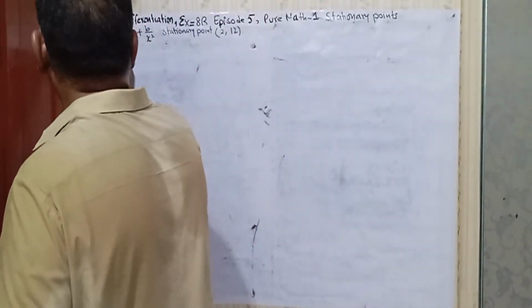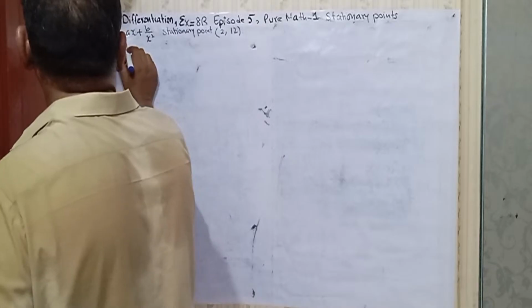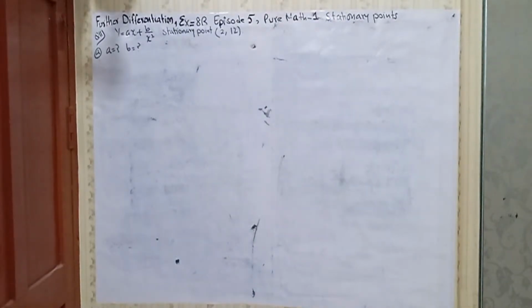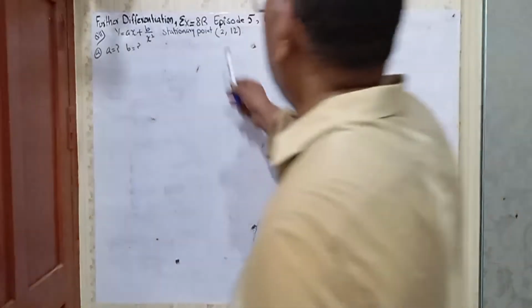The a part is, what is the value of a, and what is the value of b. Let me read it carefully again, because it's possible that we might make a mistake. The curve y equals (ax plus b) divided by x squared has a stationary point at (2, 12). First, find the values of a and b. The method is the same as we did in question number 10. So first of all, I'm going to put this point into this curve.